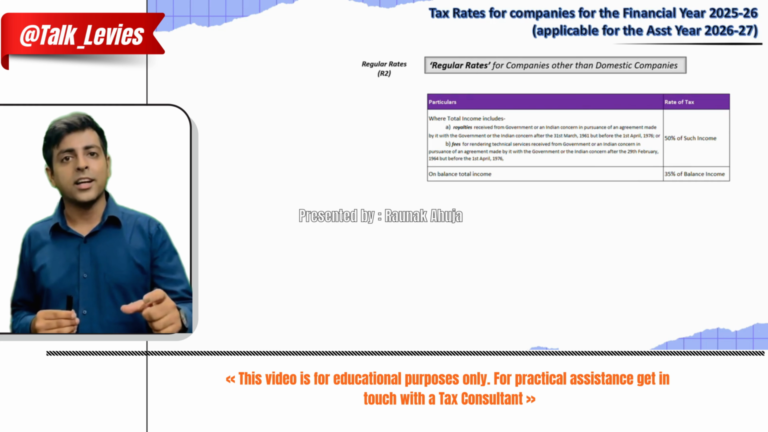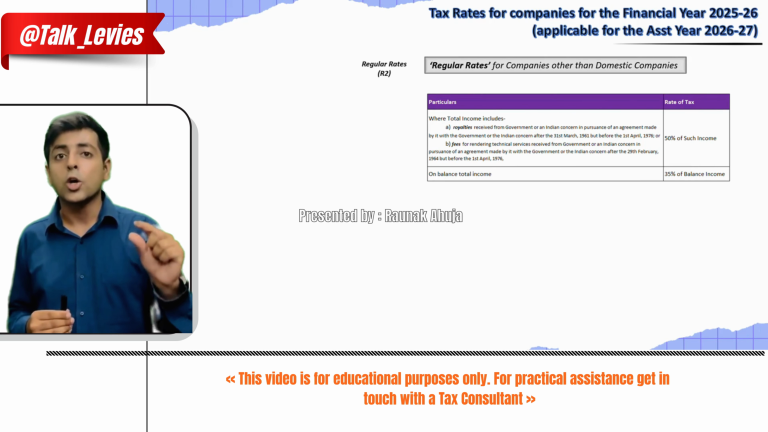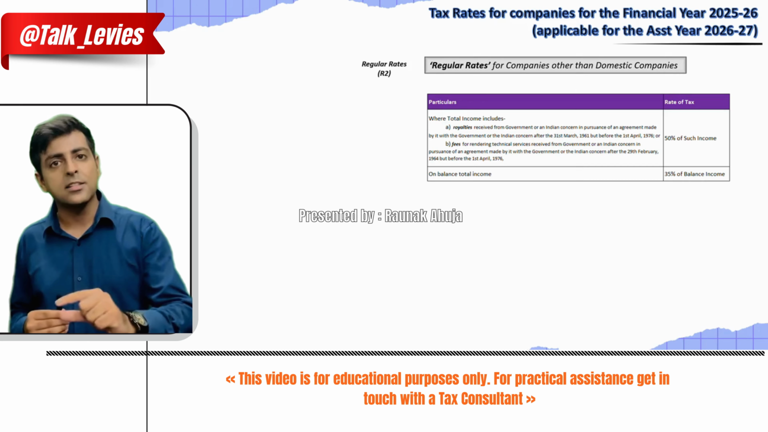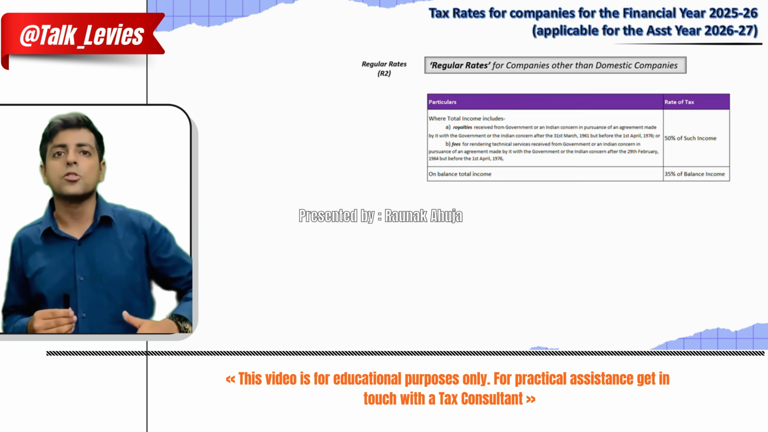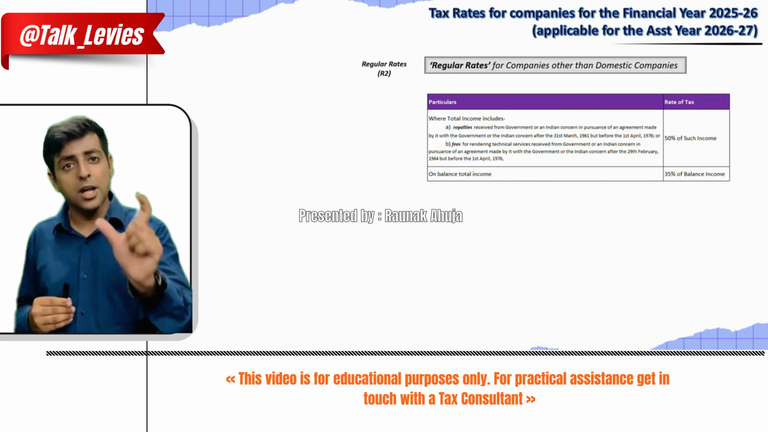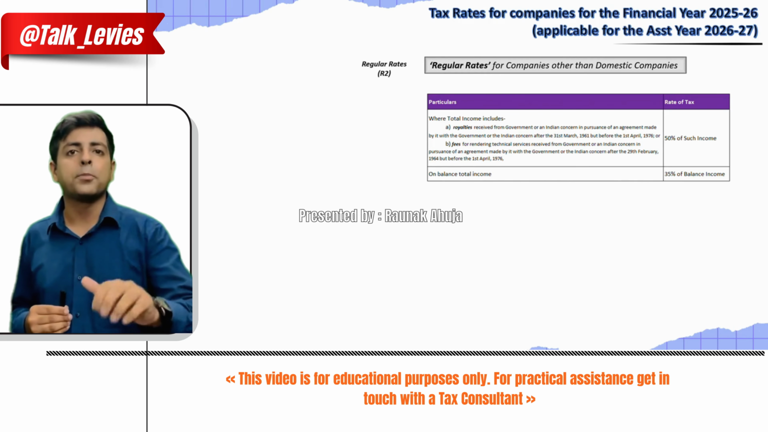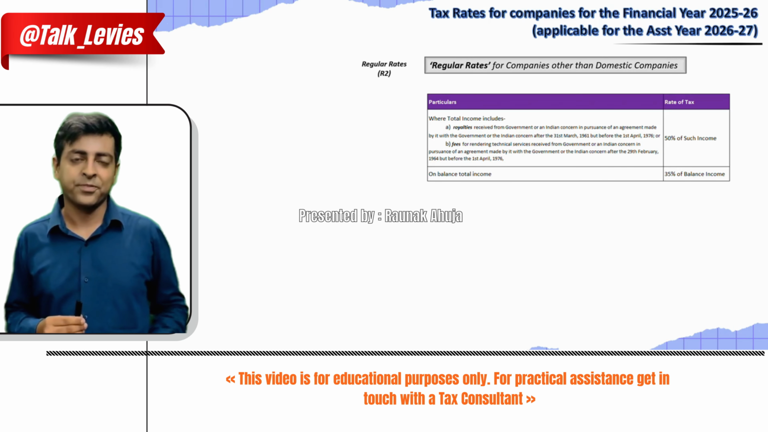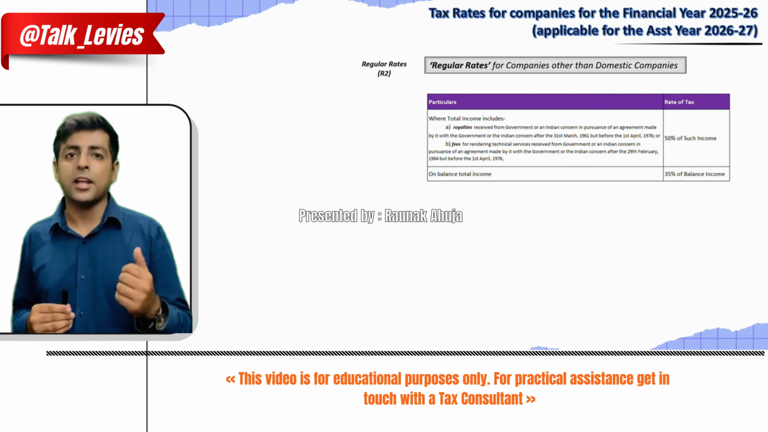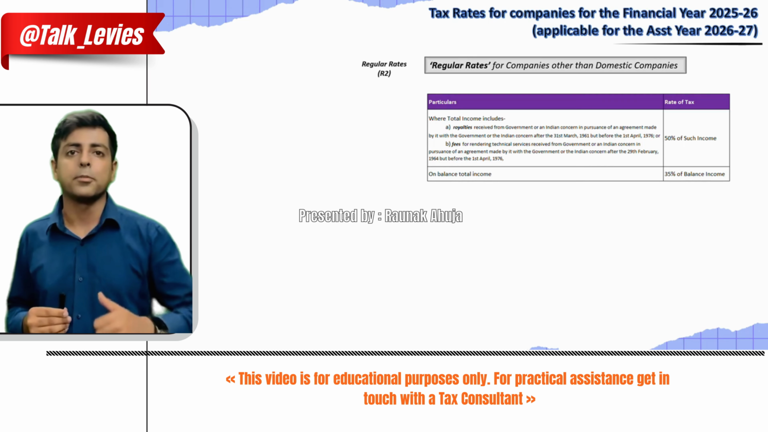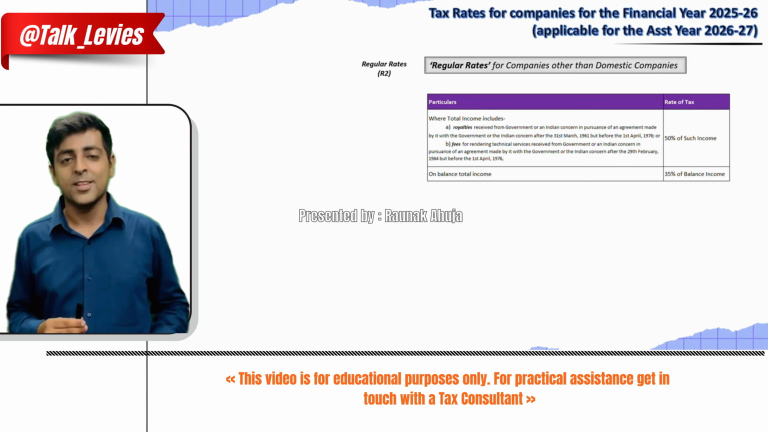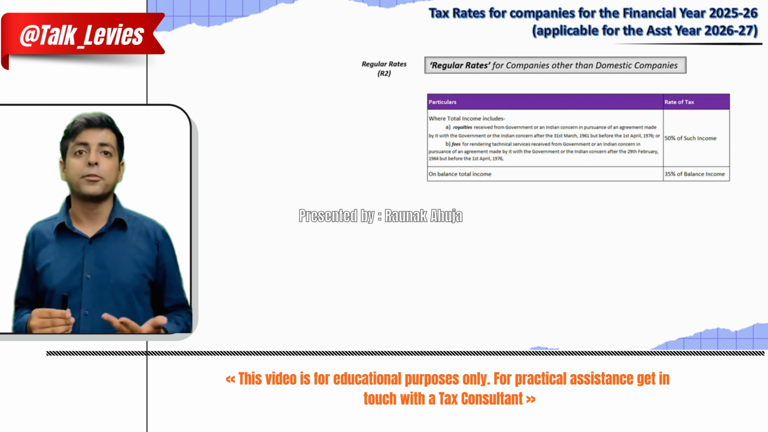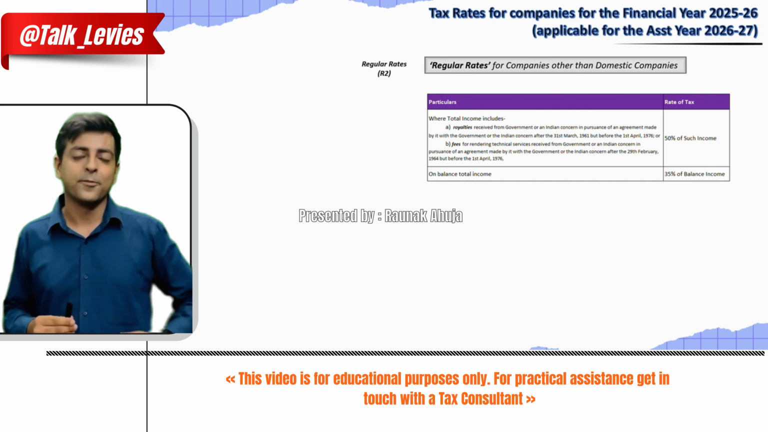In case the total income of such companies includes royalties or fees for technical services in pursuance of an agreement with the government dated back to 31st of March 1961, then on such portion of the total income, 50% tax rate would be charged. And on the balance income, the tax rate that would be applicable would be 35%. This would be on the total income. So this was all about R1, R2, tax rates as per 115BA and taxes as per MAT.